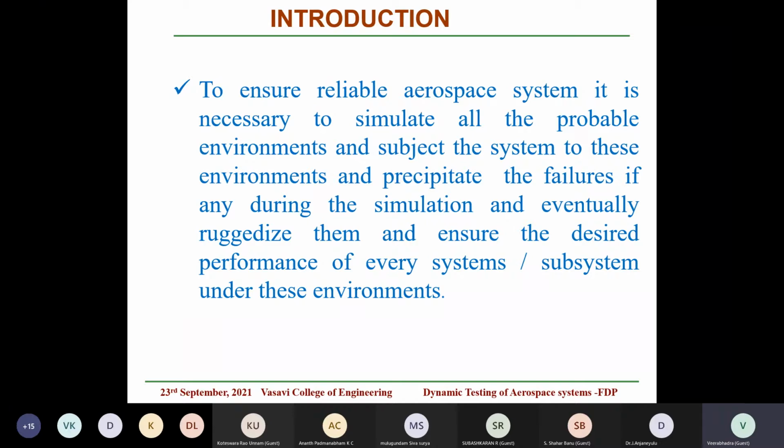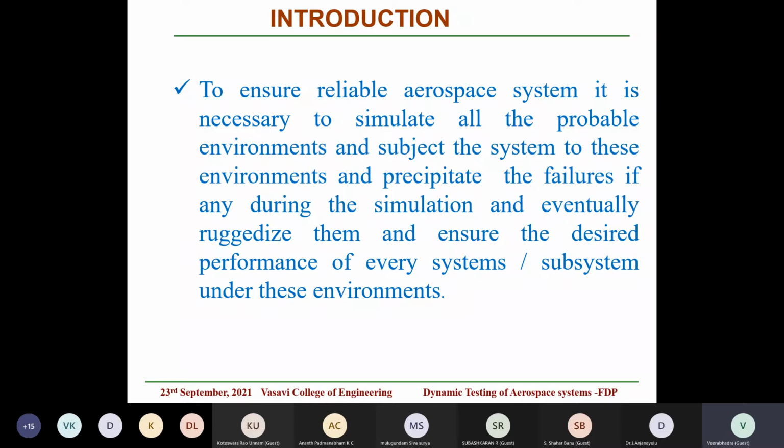So to ensure a reliable aerospace system, it is definitely necessary to simulate all the probable environments, subject the systems to them, and precipitate the failures. That's what I was telling you beforehand. If we can precipitate the failures, we will be saving a lot of money. And then we also need a corrective action, how to overcome these failures or ruggedize them.